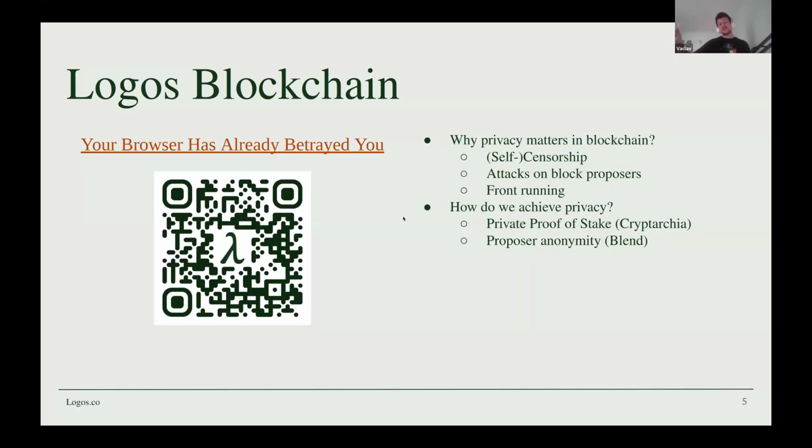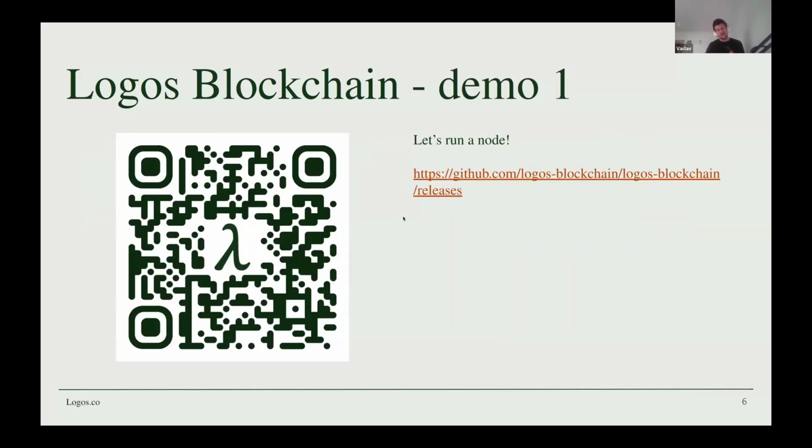Cryptarchia for private proof of stake, and Blend for hiding who is proposing the blocks and how that block travels through the network. And I will explain that, hopefully in an understandable way. Now, I have said that already.